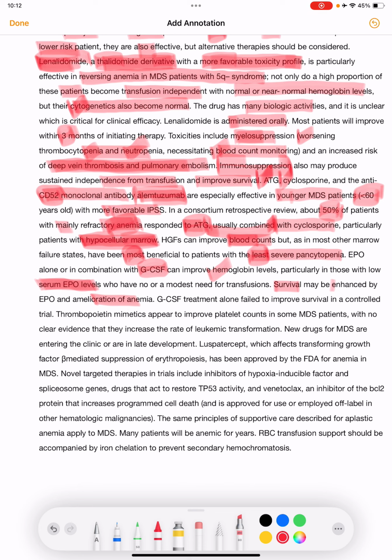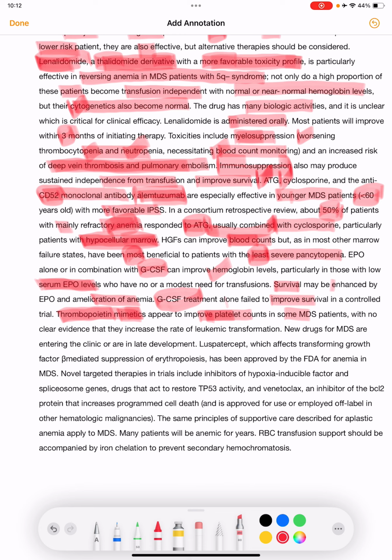And granulocyte CSF treatment alone failed to improve survival in a controlled trial. So colony stimulating factors alone failed to improve survival. And thrombopoietin mimetics appear to improve platelet counts in some MDS patients, with no clear evidence that they increase the rate of leukemic transformation. So then we have thrombopoietin mimetics. They also appear to improve platelet counts. And newer drugs for MDS are entering the clinic or in late development. So the newer drugs are in the development stage.